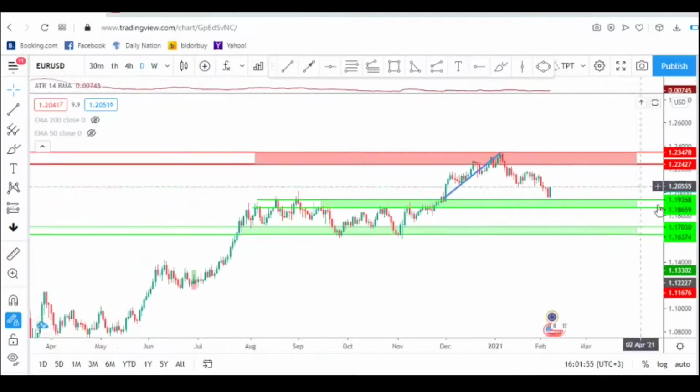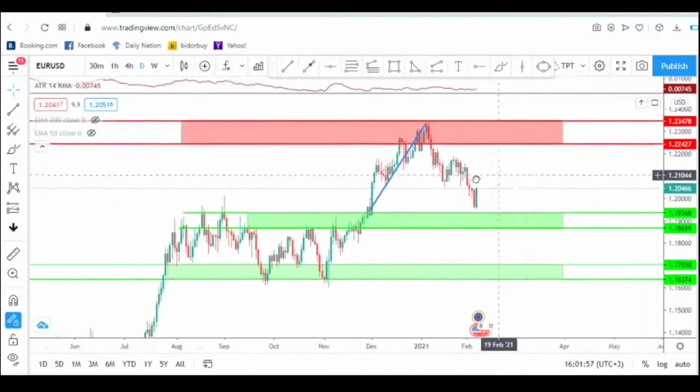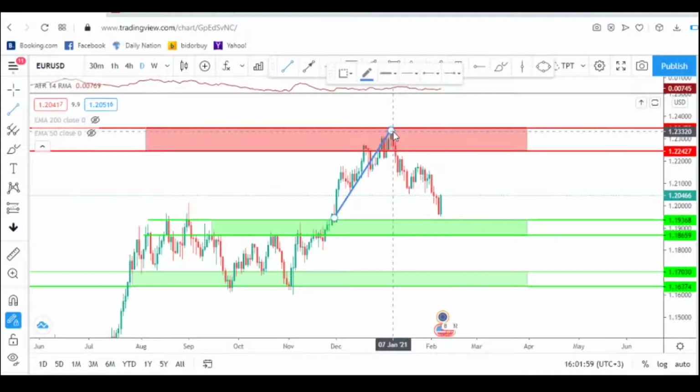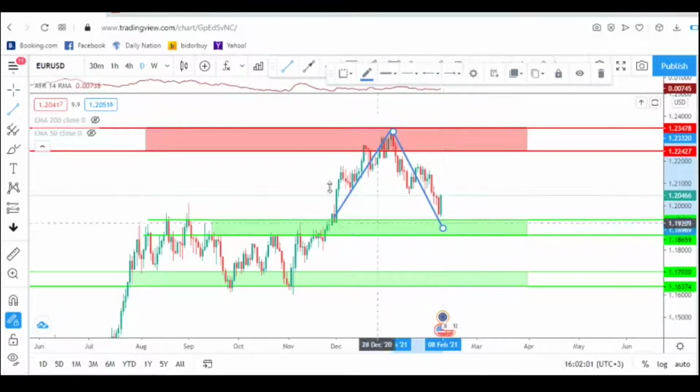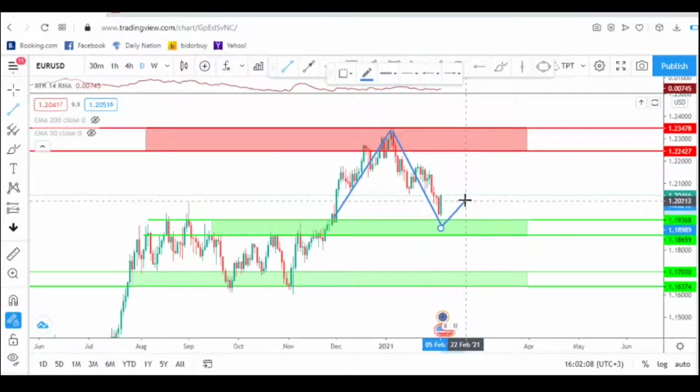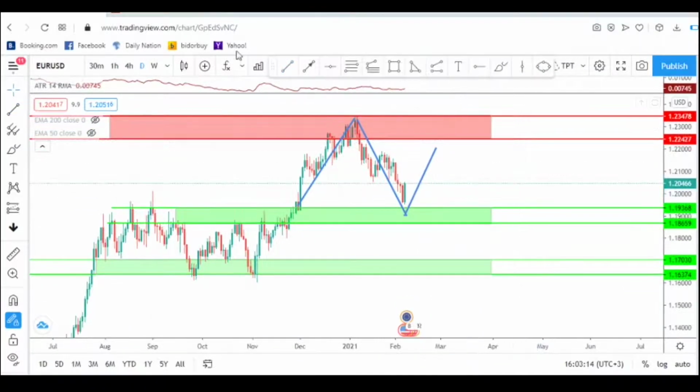Right now, what I'm waiting for is for this market to come back to this level of support that was previously resistance, and I enter the market and buy. So this is what I have on euro dollar. And another currency pair is euro pound.